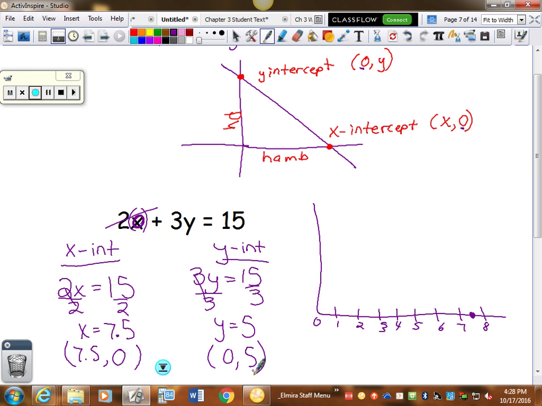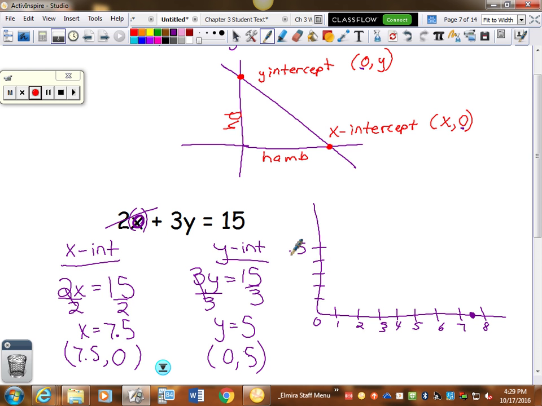Now, how do you know where to put the 0 and where to put the number? You go by the letter. In coordinate form, y is the second number, so I put the 5 where the second number is and the 0 for the first number. In coordinate form, x's are the first number, so I put 7.5 in the x position and then comma 0. So for y equals 5, 0, 5 is our intercept.